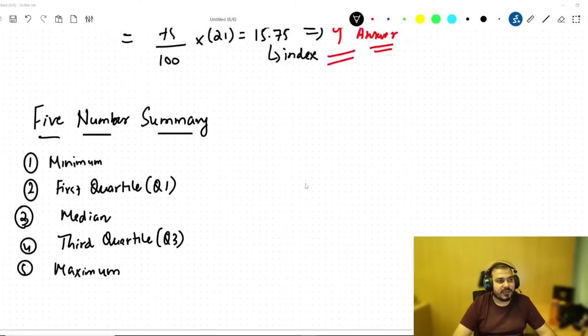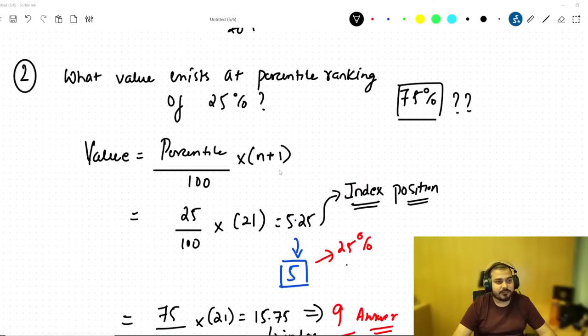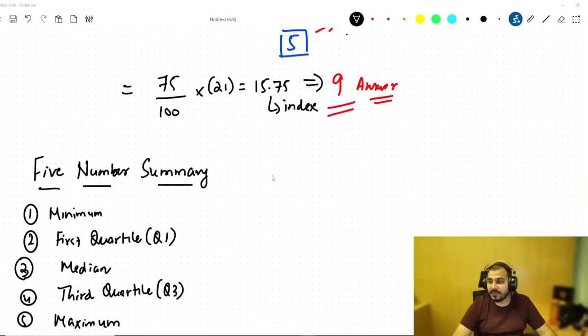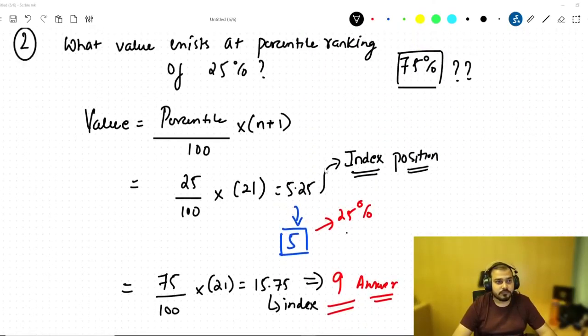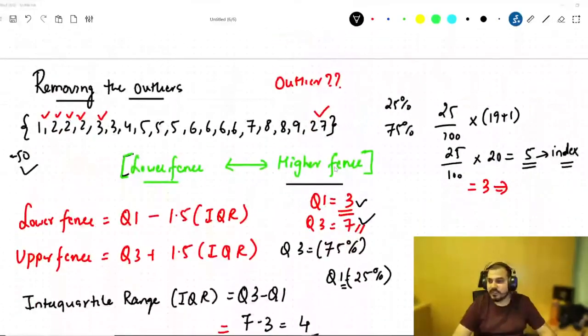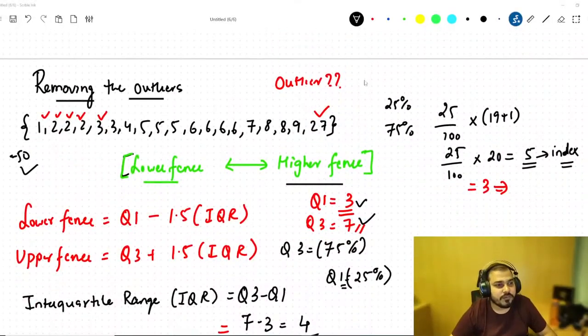Guys, 19 plus 1 is because of this formula, right? N plus 1. Please revise those, okay? So which number we should remove? We should remove 27. Why? 27 is greater than 13, which is from the higher fence.